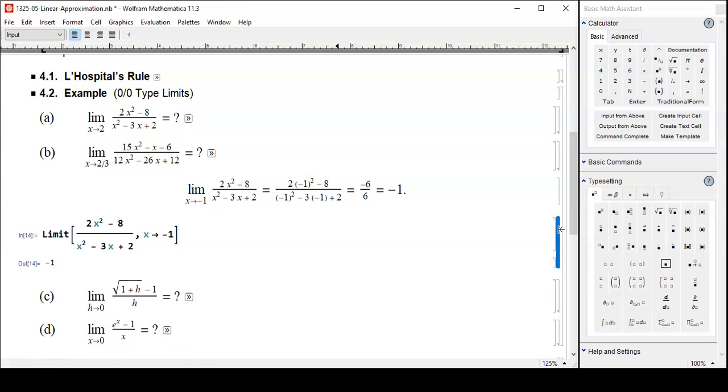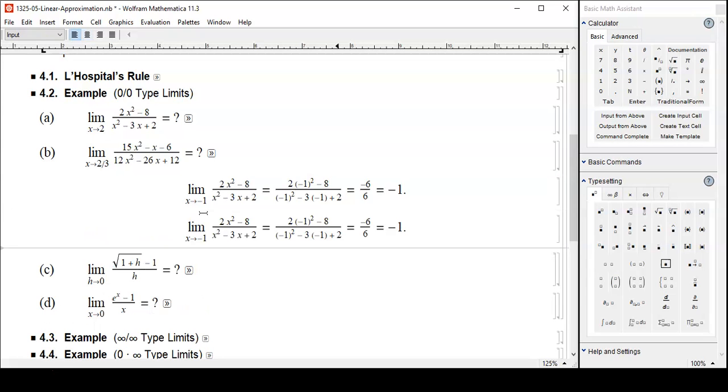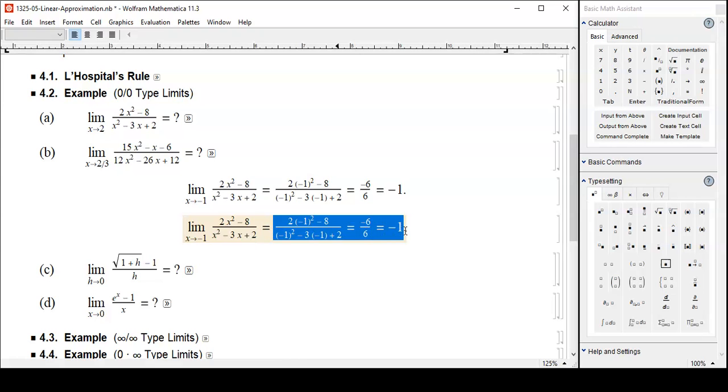Yes, -1 is correct. Now, what if I try to force L'Hopital's rule here? Then this is what I'm going to get. Take the derivative of the numerator, which is 4x, and then down here, I'm going to get 2x minus 3.